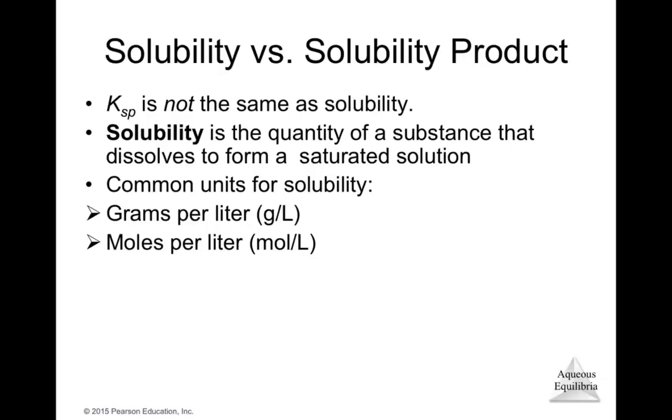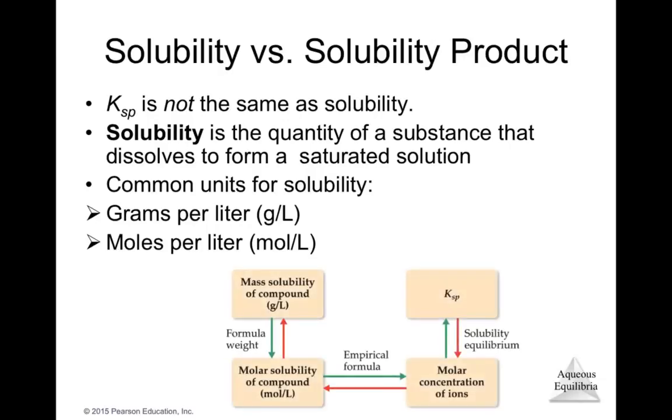So we can go, for example, from the mass solubility, expressed in grams per liter, to the molar solubility, in moles per liter, by using the formula weight, or also from the molar solubility to the mass solubility. In the same way we can go from the molar solubility to the molar concentration of ions using the empirical formula, and from the molar concentration of ions to the Ksp using the solubility equilibrium. So let's do an example here.